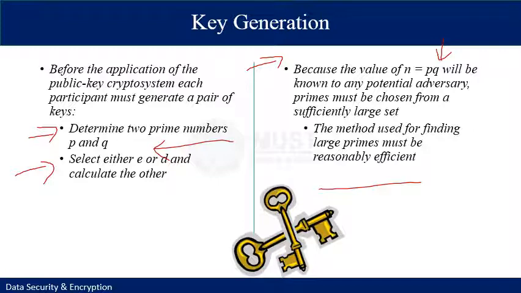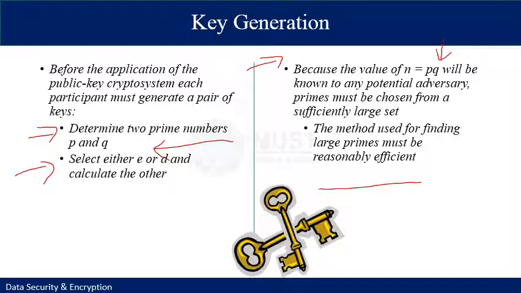So the procedure that is generally used is to pick a random odd number of the desired order of magnitude, and test whether that number is prime, and if not, pick successive random numbers until a prime is found.